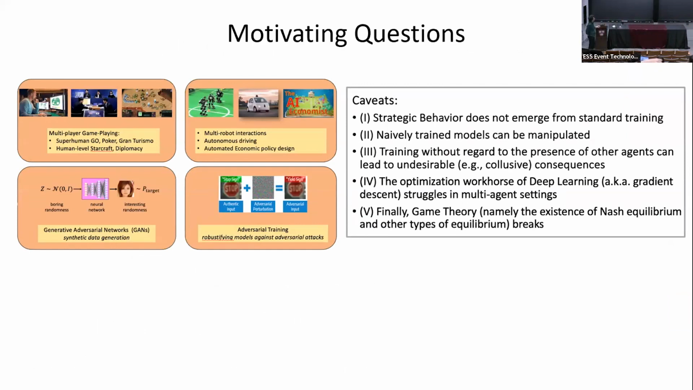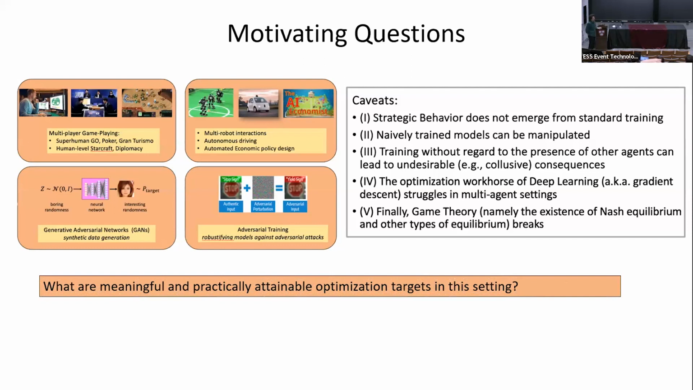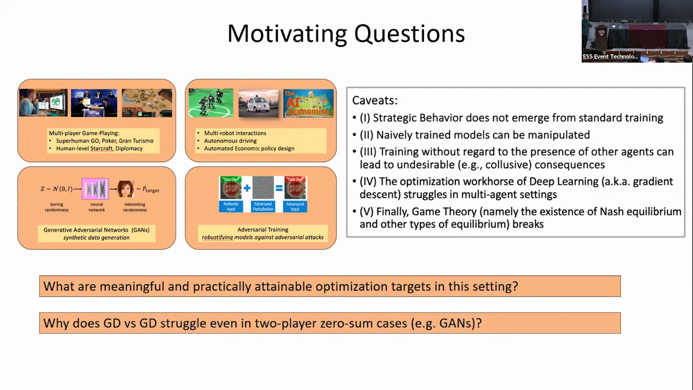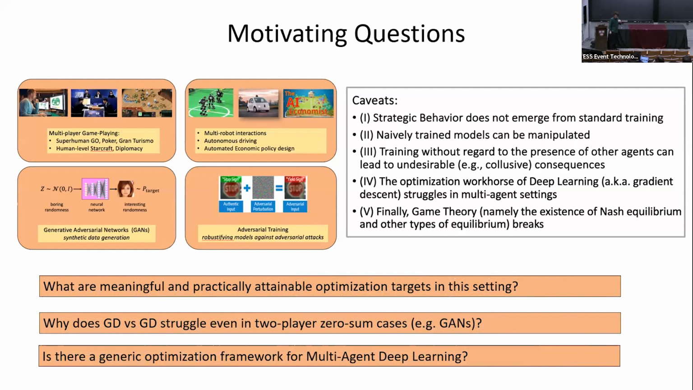Here are some questions I want to ask. Game theory breaks, so what are meaningful and practically attainable solutions in this setting? Second question is, why does gradient descent fail in this setting? If you have a multi-agent setting and you have each agent use gradient descent, why does this fail? And finally, is there a framework that is generic, that doesn't need you to have domain expertise about the setting? Is there a generic framework for multi-agent deep learning?